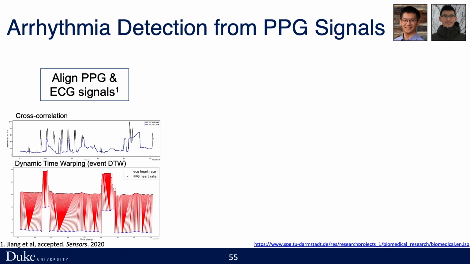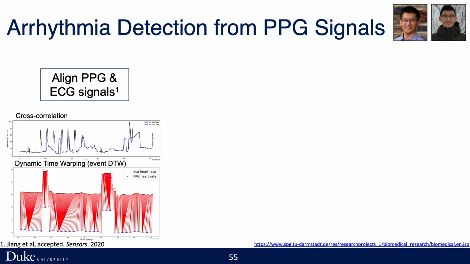So the example here is the PPG from the smartwatch versus an ECG that would normally be taken in the clinic. We need to be able to develop a method to align those signals so that when we're annotating a signal for outcomes, those are correctly annotated.